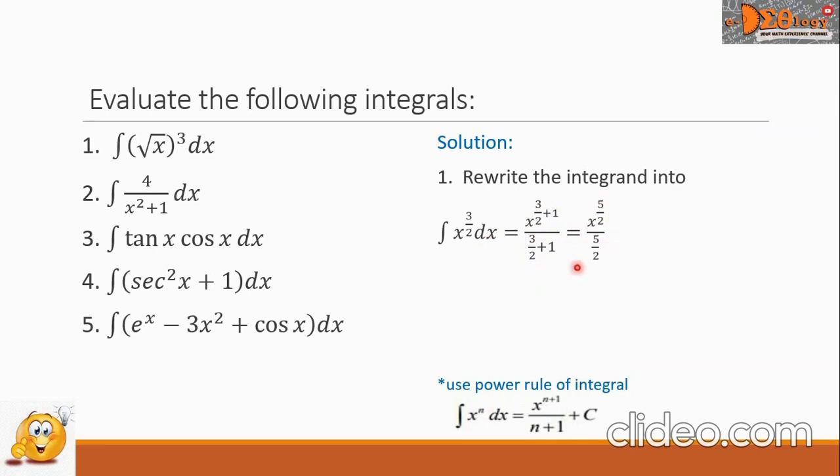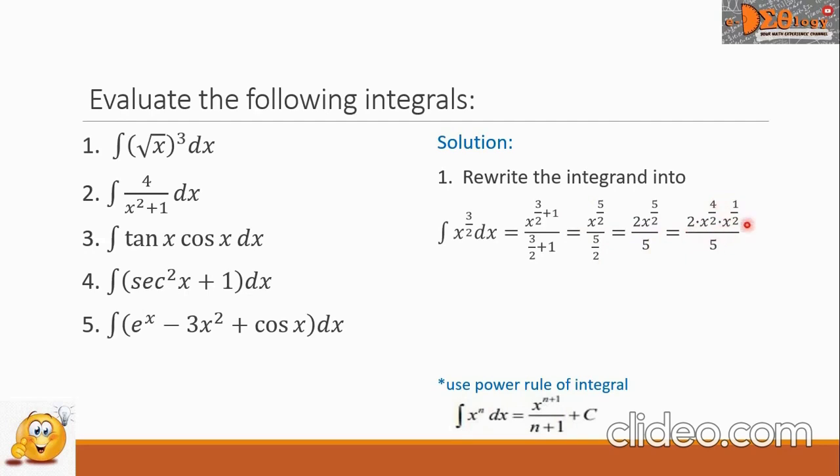Simplifying this complex fraction, we can flip our denominator fraction into 2 over 5. So the 2 becomes the coefficient of the numerator. So we have 2x raised to 5 over 2 all over 5. Let us show now that this x raised to 5 over 2 is equal to x raised to 4 over 2 times x raised to 1/2. This expression here can be simplified into x squared.